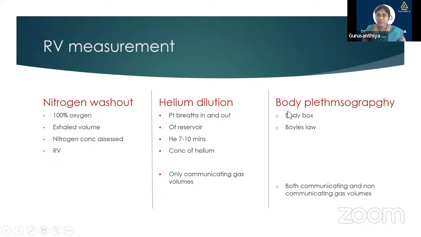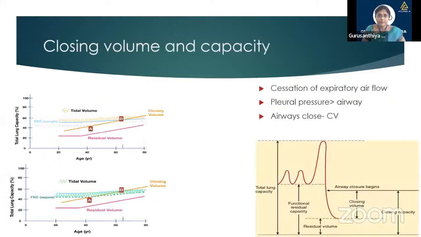Then comes body plethysmography, in which the patient is placed in a body box where the pressure and the volume are known. Here, Boyle's law is used, where at a constant temperature the volume is inversely proportional to the pressure. So, provided the volume is known and the pressure drop is known, we can calculate the residual volume. Body plethysmography is the only one which calculates both the communicating and the non-communicating gas volumes.